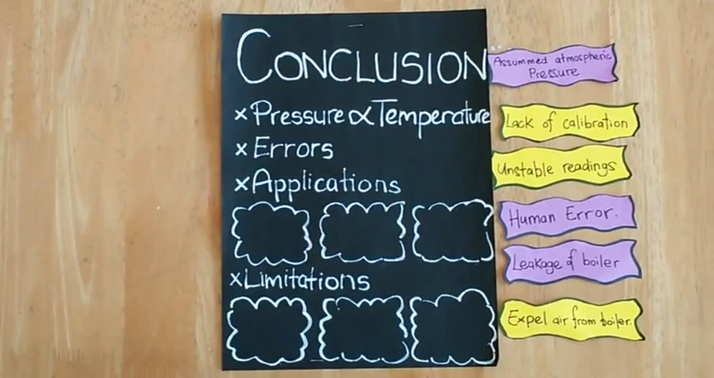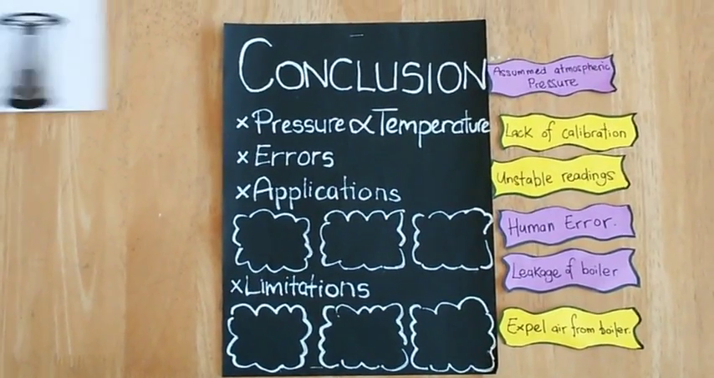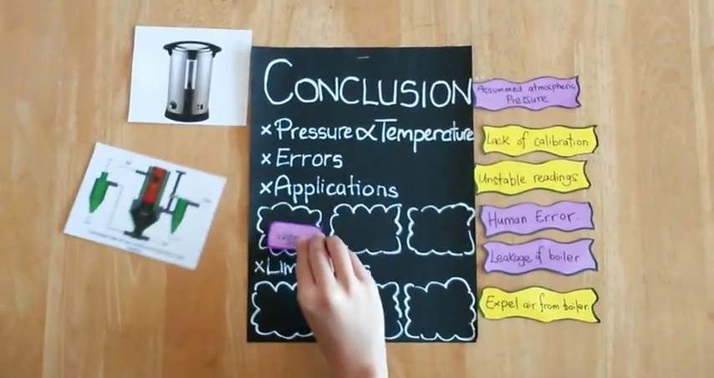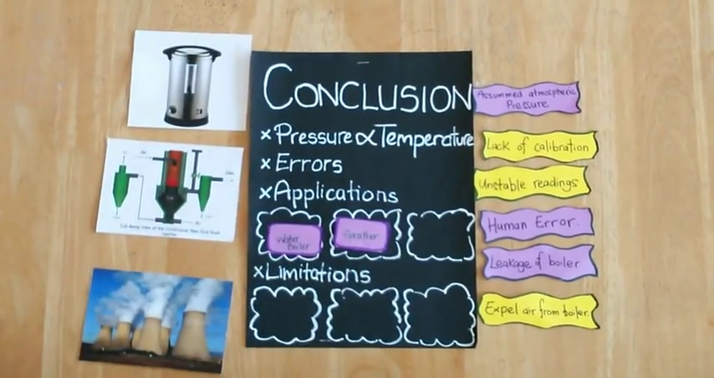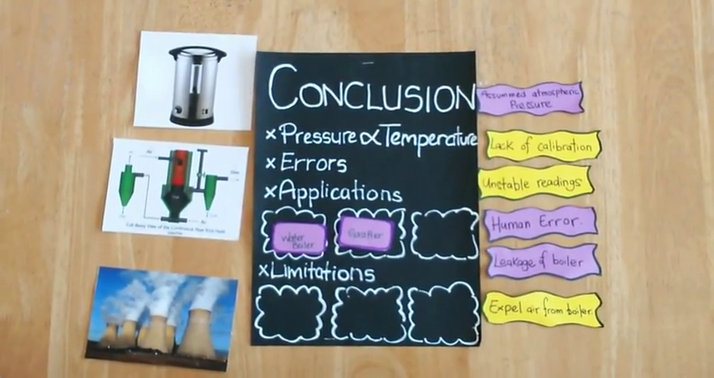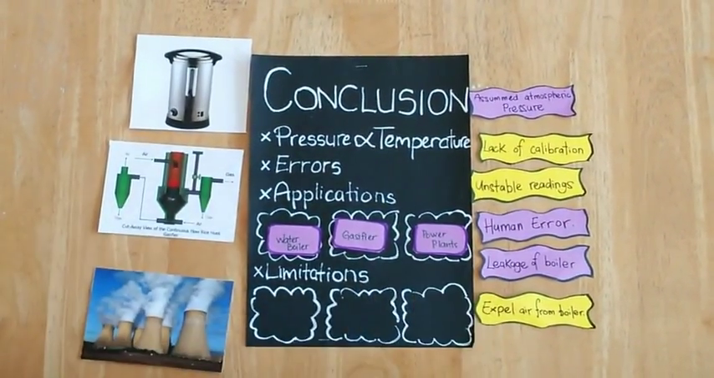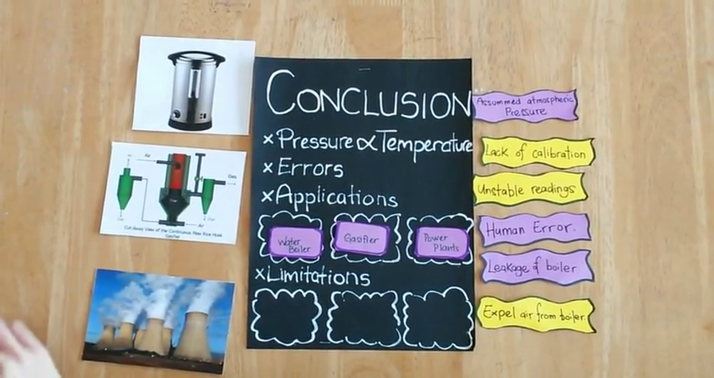Examples of applications of this experiment include water boilers, gasifiers, power plants, cooking utensils, and many more. However, some of the limitations are leakage of heat, pressure, and mass.